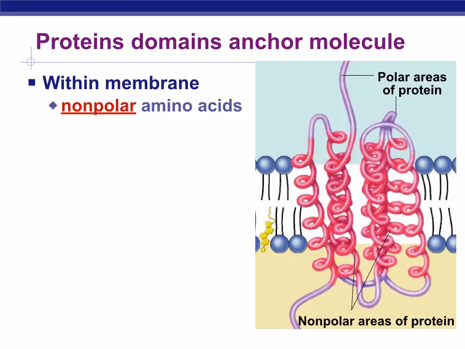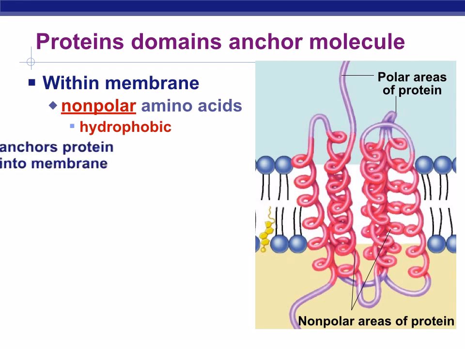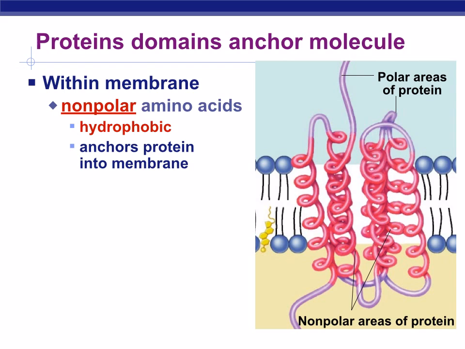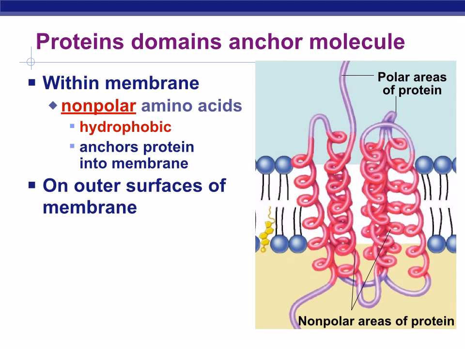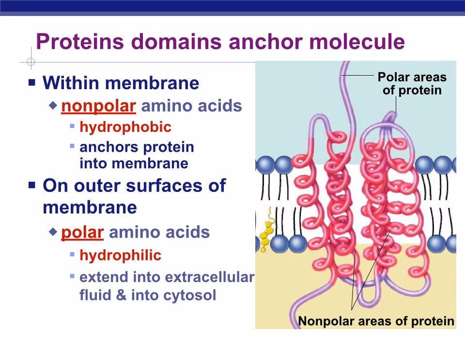So when you have a protein sitting inside the membrane, the non-polar amino acids are going to be facing towards the membrane. So these are hydrophobic. They anchor the protein within the membrane, and they're on the outer surface of the protein. Then you've got your polar amino acids, which are hydrophilic, and these extend in the center of the protein and into the cytosol.